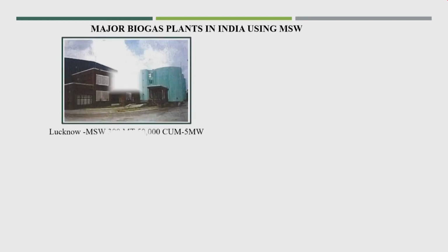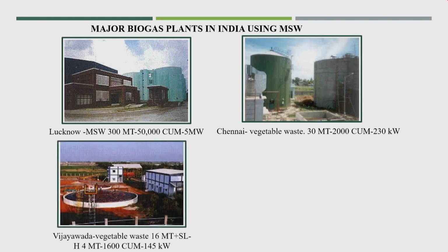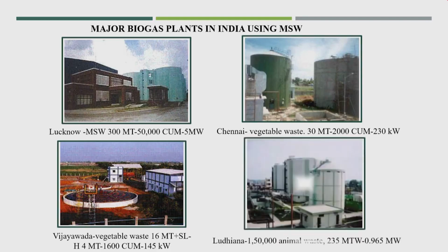And for major biogas plants in India, like in Lucknow for MSW, 300 metric tons producing 5 megawatt energy. This Chennai plant uses vegetable waste, 30 metric tons, able to produce 230 kilowatt of energy or electricity. And this is Vijayawada, vegetable waste 16 metric tons, which is able to produce 145 kilowatt electricity. And Ludhiana, this is specially for animal waste and produces around 1 megawatt energy.